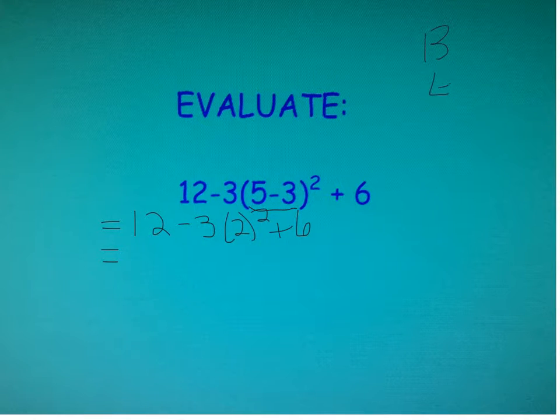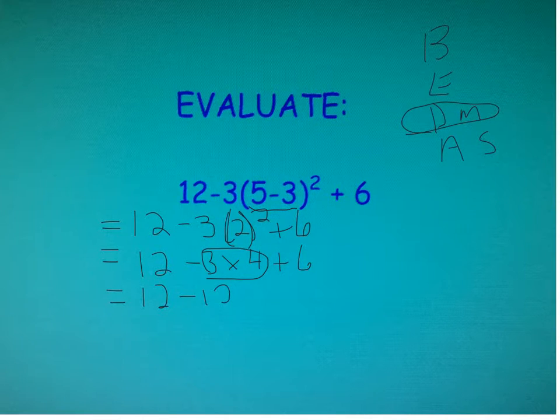So we have B, E, D, and M, and A, and S. The exponent is 2, so we have 12 minus 3 times 2 squared, or 2 times 2, which is 4, and then plus 6. Notice I've changed from brackets for multiplication to a multiplication symbol in the next line. Now we're going to divide or multiply, whichever comes first in the question, and in this question we have just multiplication. 3 times 4 is equal to 12.